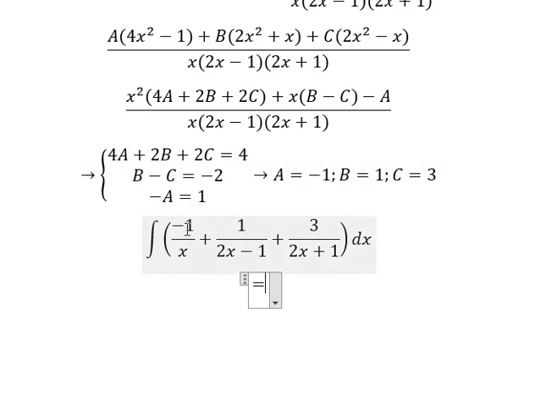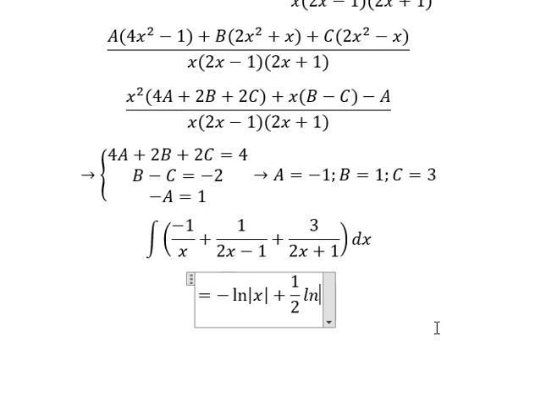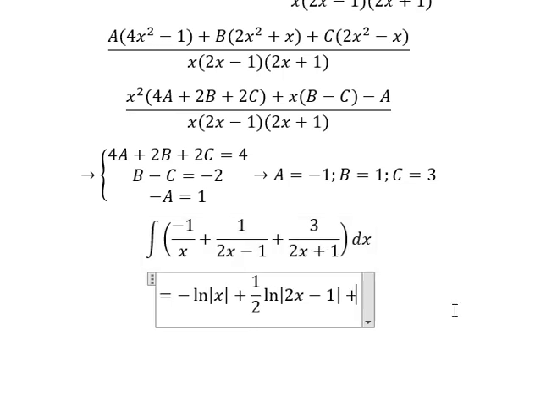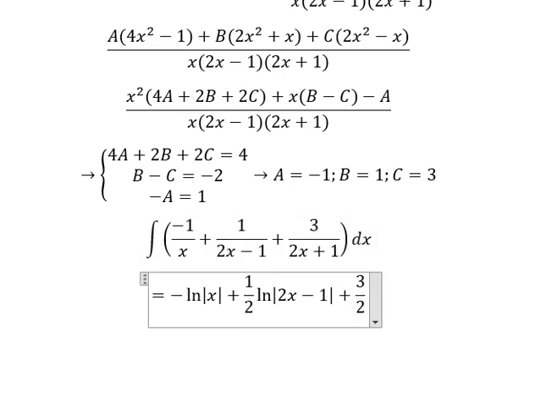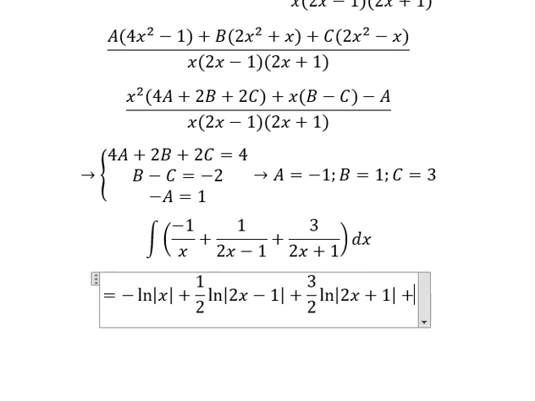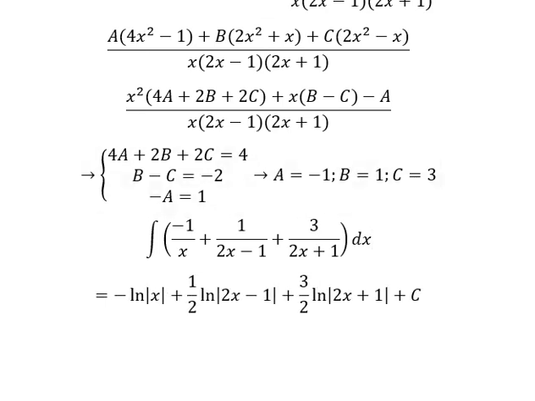The integral of negative 1 over s, you get negative ln of the absolute value of s. The integral of this one, you will get 1 over 2 ln of the absolute value of 2s minus 1. The integral of 3 over 2s plus 1, you will get 3 over 2 ln of the absolute value of 2s plus 1. And we put plus c.